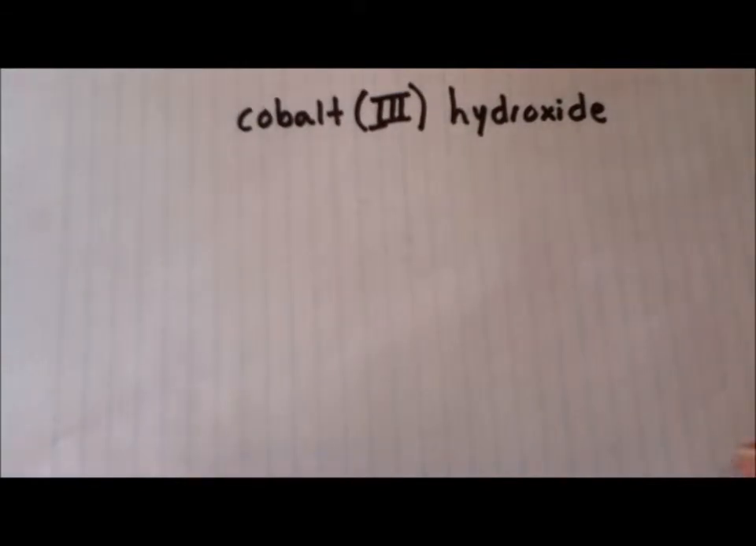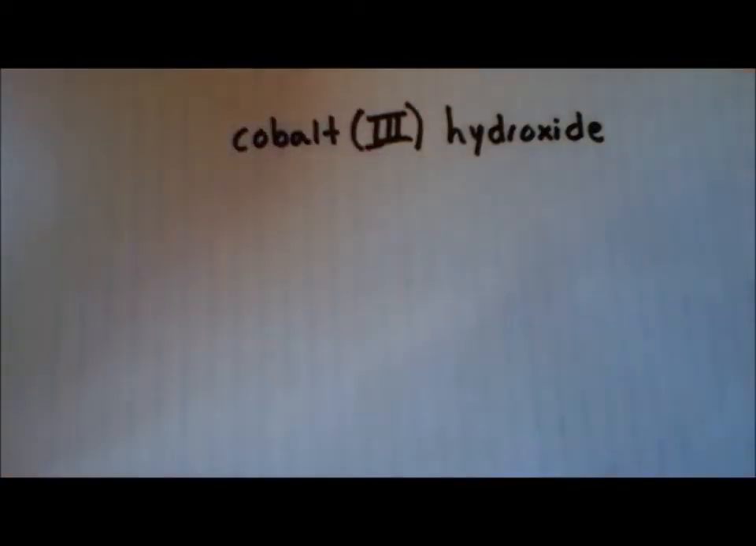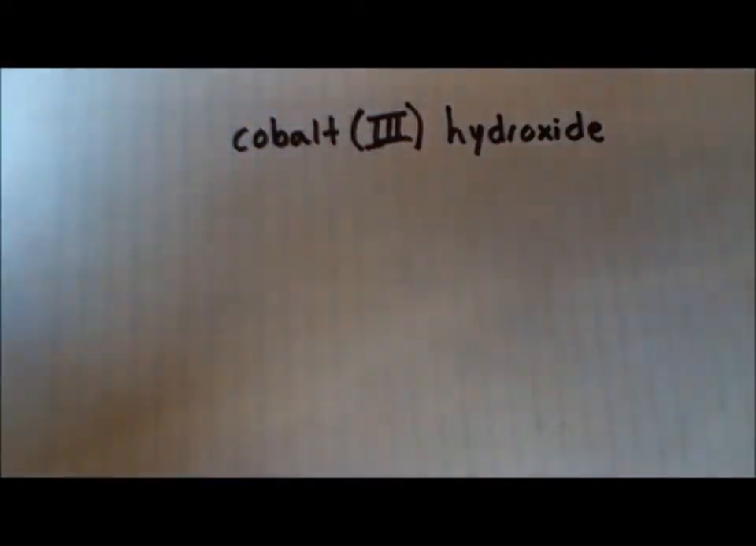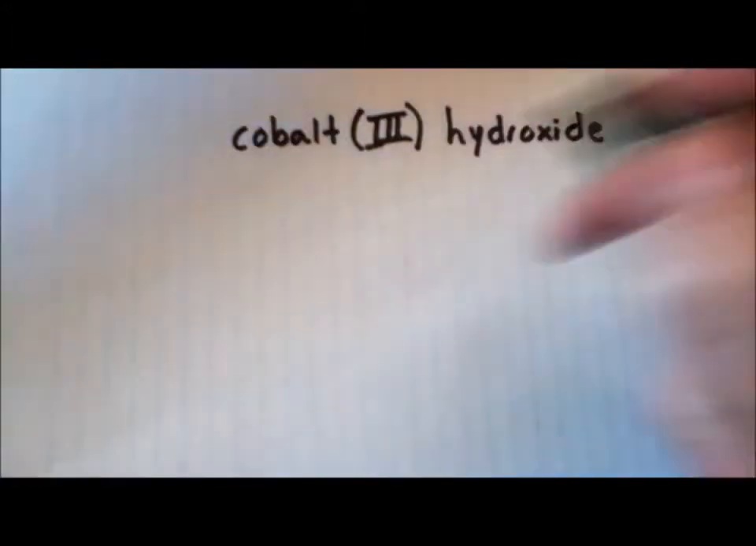In the second example, we're going to look at cobalt 3 hydroxide. So pause the video, take a moment, and try and figure it out. Alright, we're back, and let's find out what the answer to this guy is. So we've got cobalt. Cobalt is Co.